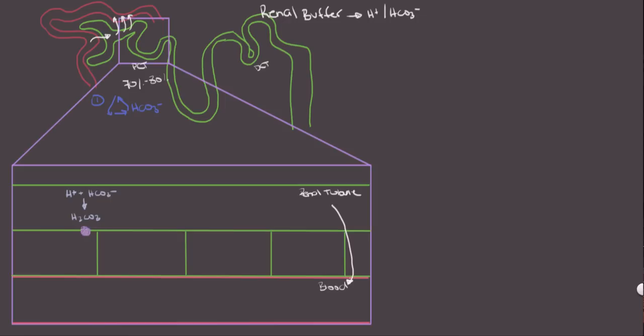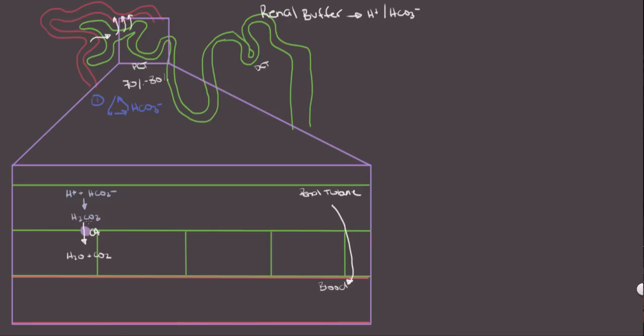It's going to promote the movement of that carbonic acid through the renal tubule cells, through this membrane here and into the tubule cell. As this H2CO3 moves through that carbonic anhydrase, we end up with H2O plus CO2. So now within those cells, we have water and carbon dioxide.